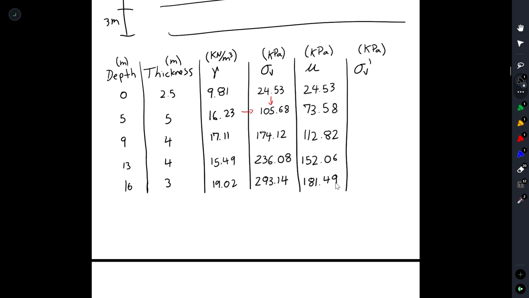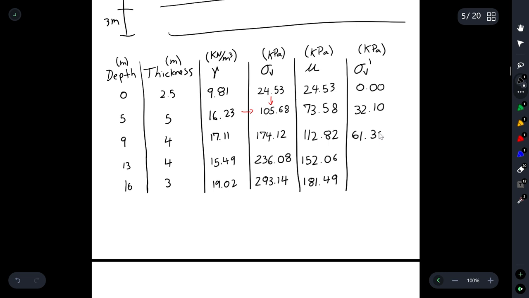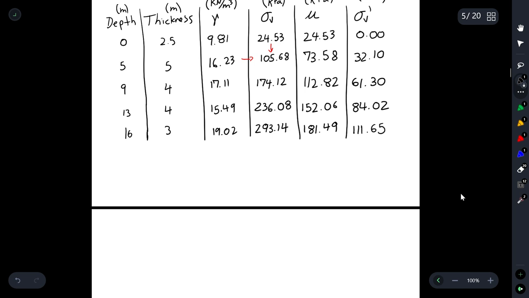Now, for the effective stress, it will start with the subtraction of this. As you can see, the effective stress at the surface will be 0.00. There's no effective stress at the surface. Now we keep going the same way, and here we're going to get 32.10. At 9, it's 174.12 minus 112.82, and I get 61.30. At 13 meters, I'm going to get 84.02, and at 16 meters, we're going to get 111. My apologies, 111.65. So as you can see, the calculation of the effective stress doesn't really change.